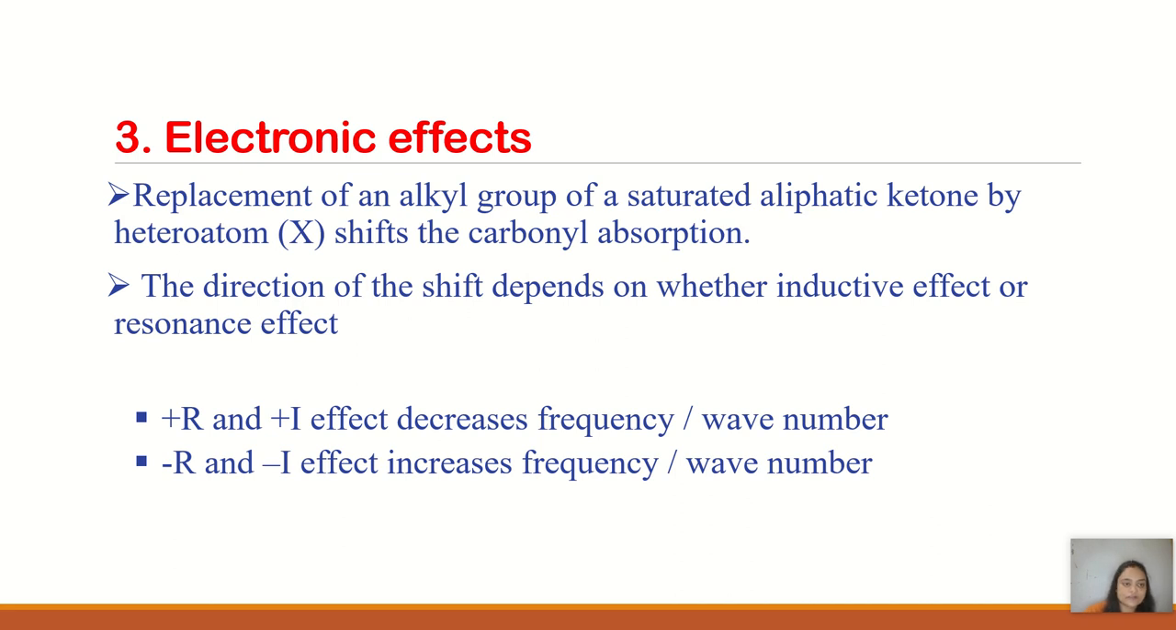Inductive and resonance effects are of two types, that is plus R and minus R, and also plus I and minus I. Plus R means we are taking groups such as OH, NH2, etc. Minus R means we have NO2, COOR, etc. Plus I, we can take groups like methyl, ethyl, etc. Minus I, we can take chloride, any halogen atom. As we discussed earlier, plus R and plus I enhance the frequency, minus R and minus I decrease the frequency.